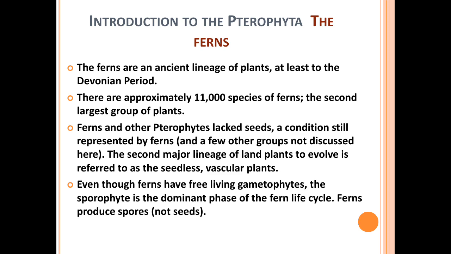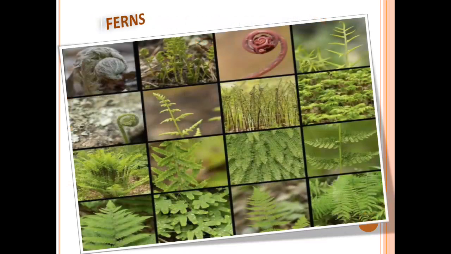The second major lineage of land plants to evolve is referred to as the seedless vascular plants. Even though ferns have a free living gametophyte, the sporophyte is the dominant phase of the fern's life cycle. Ferns produce spores, not seeds. You can observe here the structure of ferns.